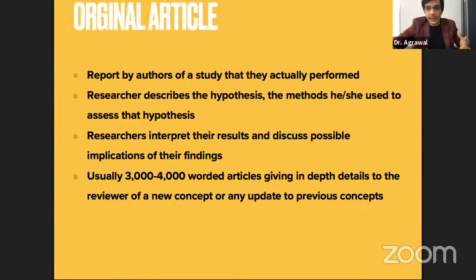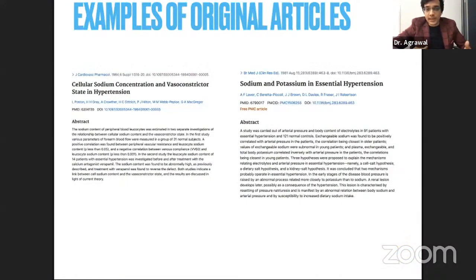So what exactly is an original article? It's a report by authors of a study that they have actually performed. The researcher describes the hypothesis or the aims and objectives of the study, and then goes on to describe the methods used to assess that hypothesis. They interpret their results and discuss possible implications of their findings based on previous research. They recommend new methods of research, etc. It's usually 3,000 to 4,000 words, giving the reviewer in-depth details of a new concept or any update to previous concepts. So here are some examples of original research articles.